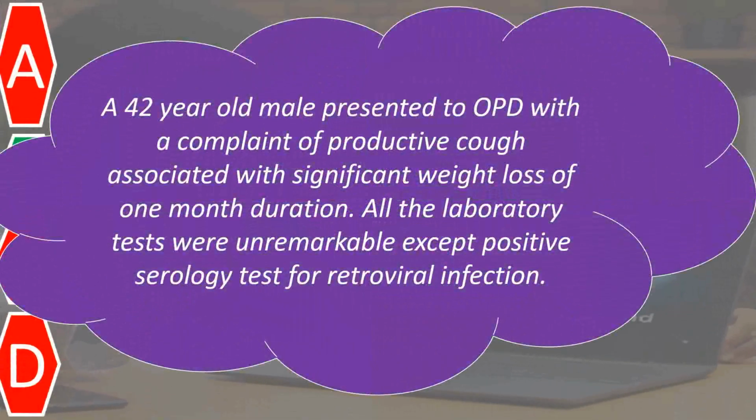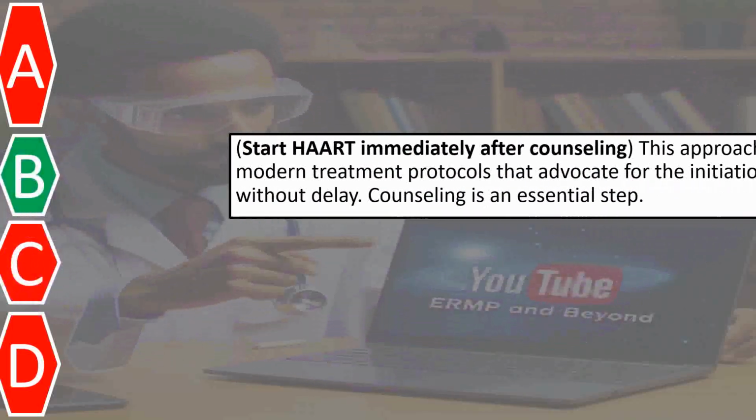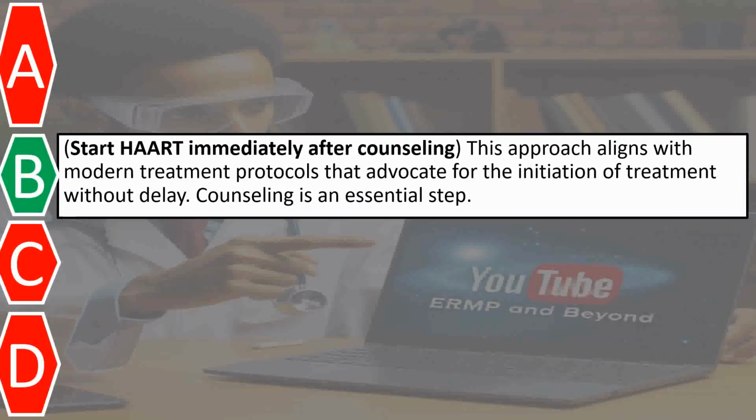In the case presented, a 42-year-old male with a productive cough and significant weight loss, alongside a positive serology test for retroviral infection. The clinical picture is suggestive of HIV infection. The management of HIV infection has evolved significantly over the years, and the current guidelines recommend initiating antiretroviral therapy as soon as possible after diagnosis to reduce morbidity and mortality, and to prevent transmission.